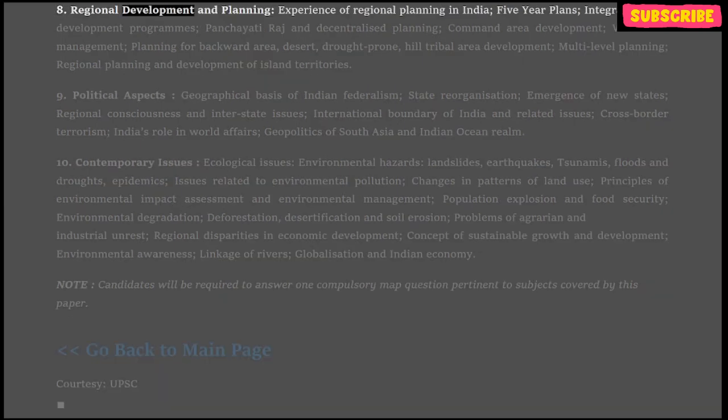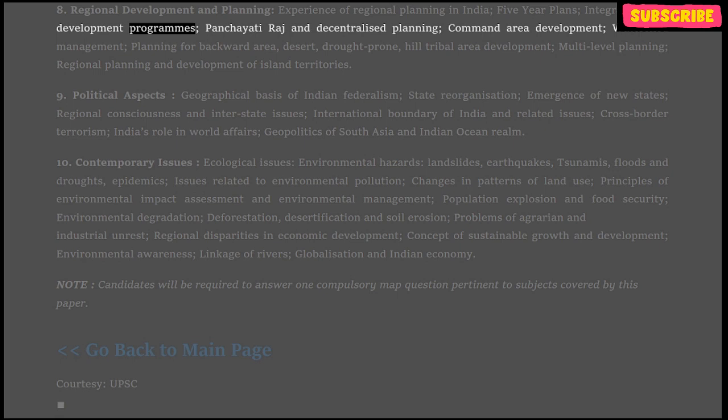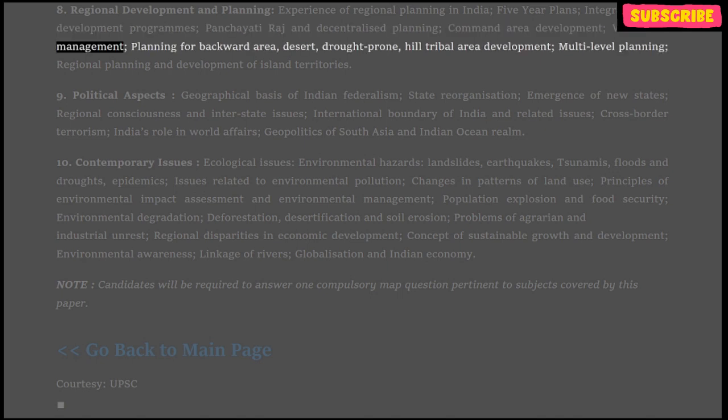8. Regional development and planning. Experience of regional planning in India, five-year plans, integrated rural development programs, Panchayati Raj and decentralized planning, command area development, watershed management, planning for backward area, desert, drought-prone, hill and tribal area development, multi-level planning, regional planning and development of island territories.